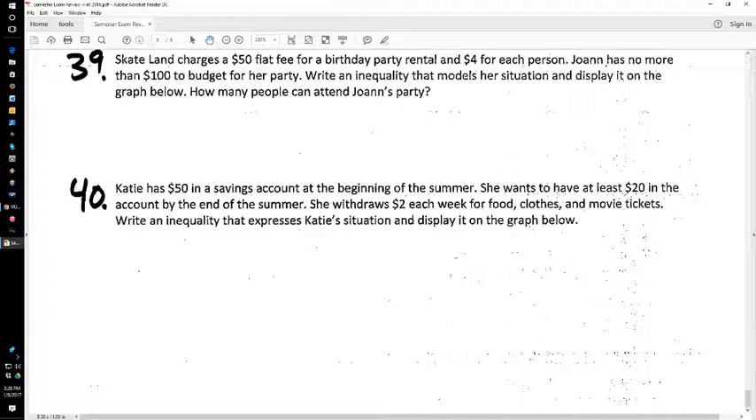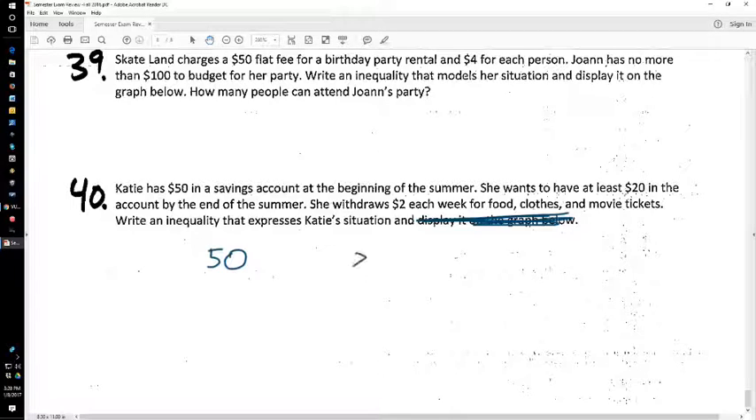Katie has $50 in a savings account at the beginning of the summer. She wants to have at least 20 bucks in the account by the end of the summer. She withdraws $2 each week for food, clothing, and movie tickets. Write an inequality that expresses Katie's situation and display it on the graph below. Again, we don't have a graph, so we're not going to be graphing it. So she has $50 in a savings account, so she starts off with $50. That's the beginning of summer, and she would like to have at least $20 by the end of the summer.